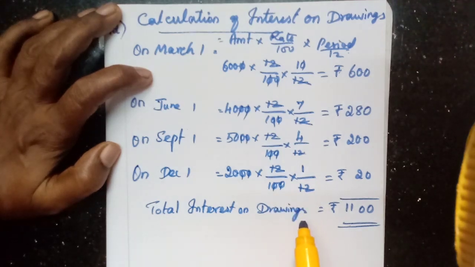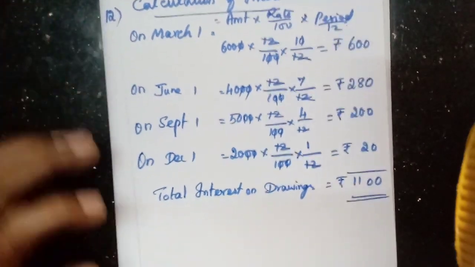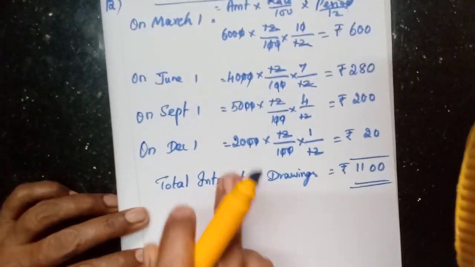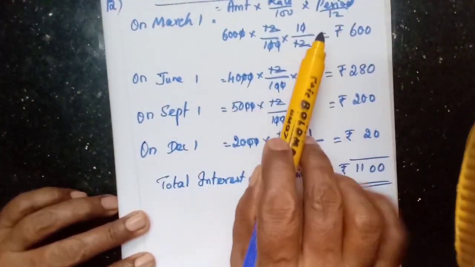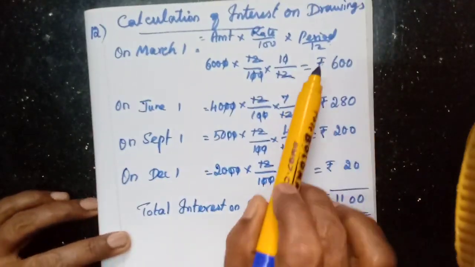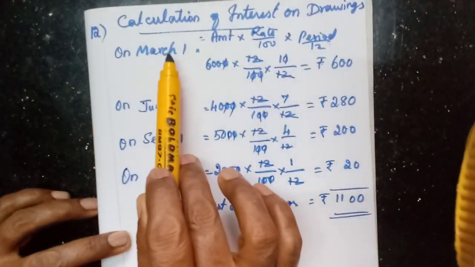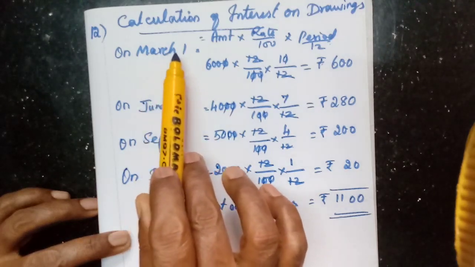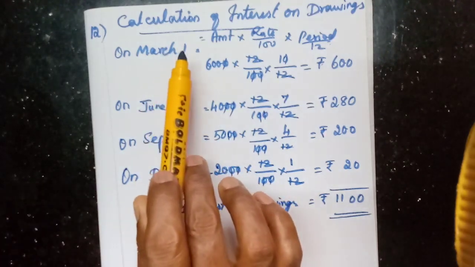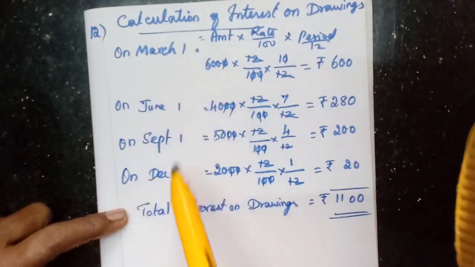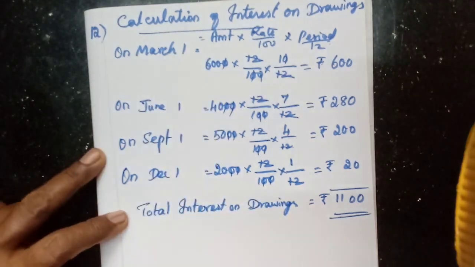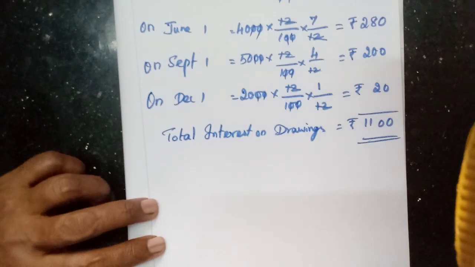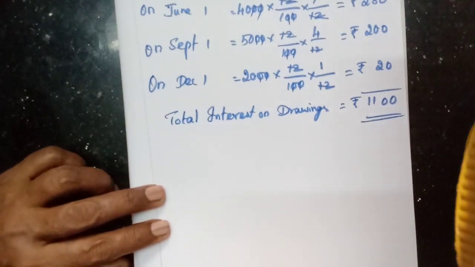Okay, you see, very easy calculation, but you have to calculate correctly the number of months, the period. The period must be correctly calculated. March 1, don't take from April. March 1 means from the first day, so we should include March. So March, April, from there you have to calculate. Understand? If you are a little careful, then you can do it and get the full marks.